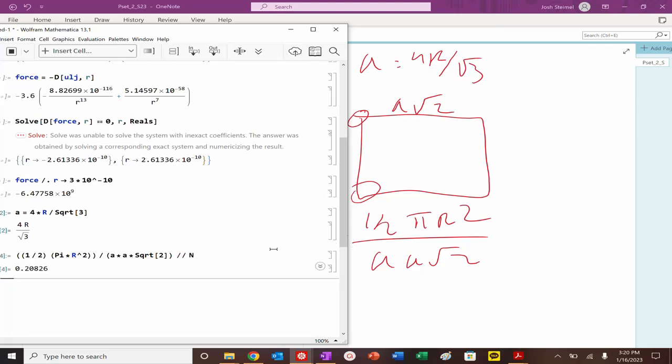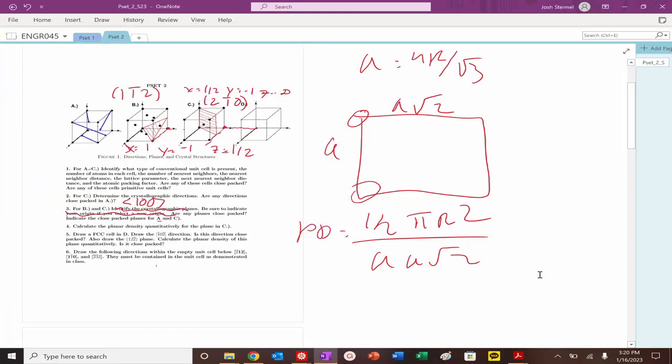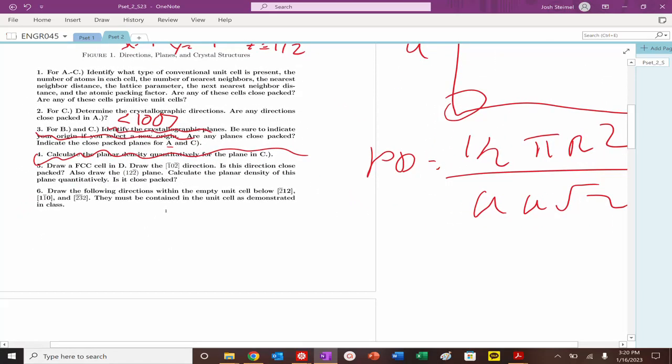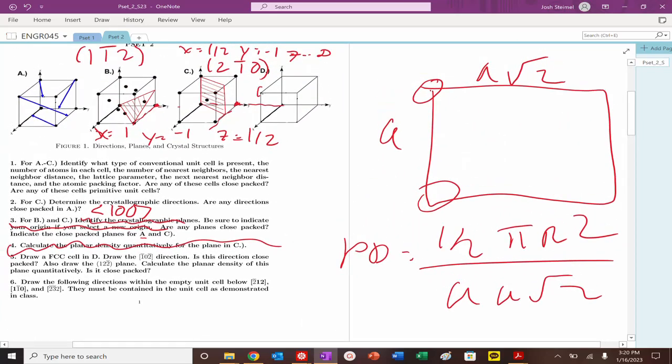And let's look at this numerically. Is this a close packed plane? Definitely not. All right, got it. So let's look a bit closer. So draw an FCC cell in D. So we'll go ahead and draw that. FCC, with the corner atoms and the face atoms.